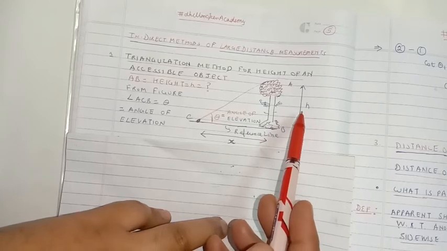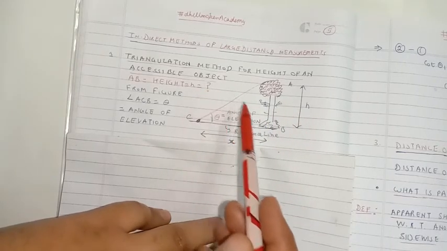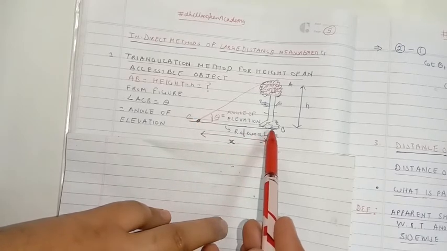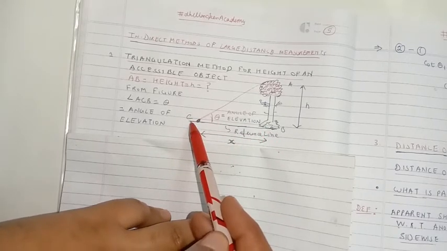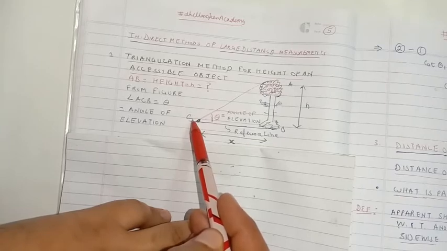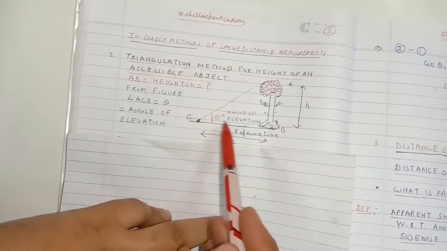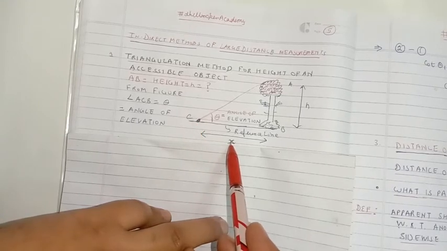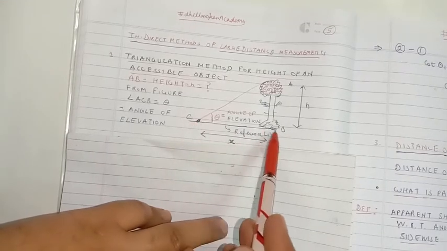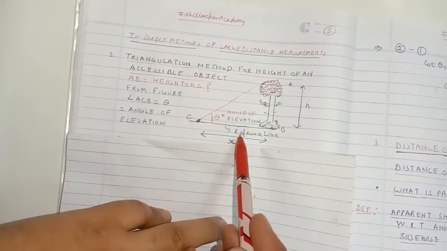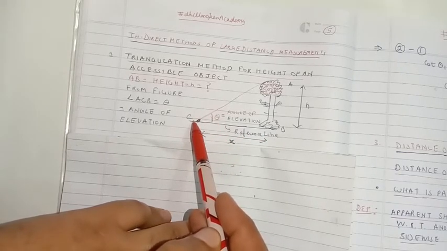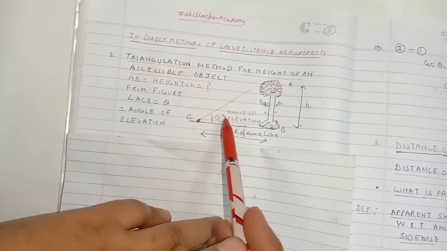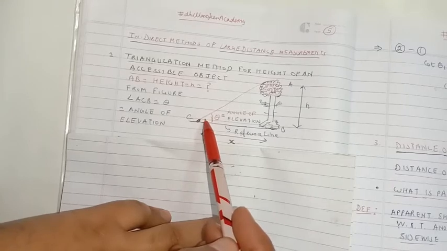In order to determine the height using the triangulation method, we stand at a certain distance x away from the foot of the accessible object, suppose at the point C. Let the foot of the object B and the point of observation C be separated by a distance x. B and C are joined by a line which is known as the reference line. By standing at C, we look at the top of the object and measure its angle of elevation, that is theta.